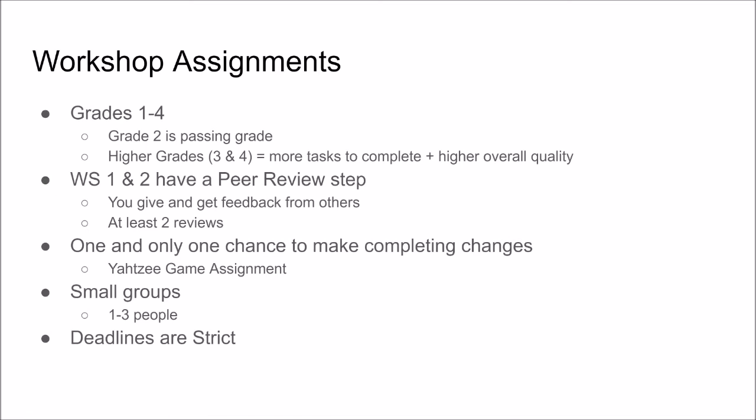Workshop 1 and 2 have a peer review step. In this step, you will both give and get feedback from other students. You will perform at least 2 reviews for the passing grade. When you get feedback from your peers, you have some time to improve your work and then make a final submission. You will also grade the feedback you get from your peers. The goal is to both improve your work and train on peer reviewing and giving and receiving feedback. The final submission is graded by the course staff.